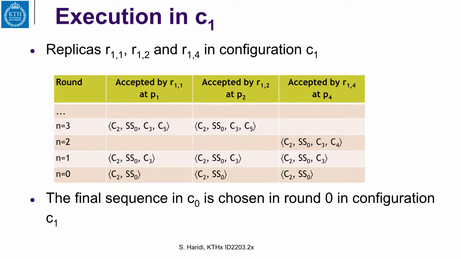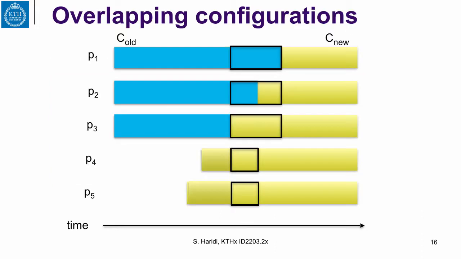I just want to stress that we can now have overlapping configurations and also multiple overlapping leader elections. And this you can see here. So what do we have here? We have three processes, P1 to P3, in an old configuration. And this configuration will change to another configuration which has 5 processes. So we include also P4 and P5. The old configuration is in blue and the new configuration is in yellow.